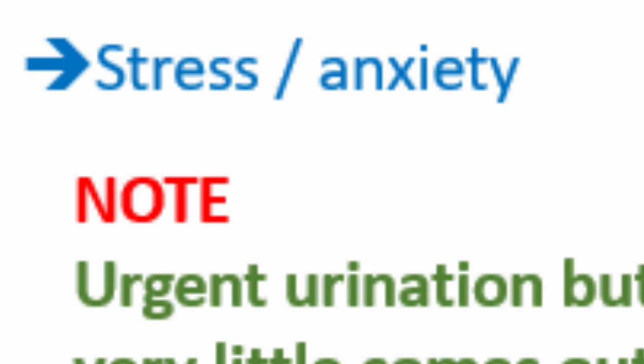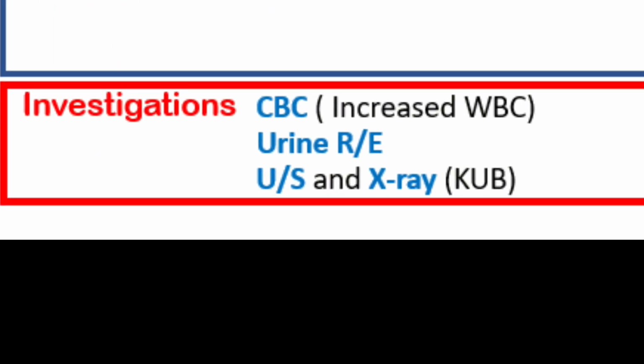After seeing all these complaints, we will go for investigations to confirm the UTI. In UTI investigations, we will advise CBC. In CBC, if there is UTI, WBCs will be increased because this is a bacterial infection. The second investigation is urine routine examination. We will see the pus cells, the number of pus cells and RBCs in the urine. For further investigations, we will advise the patient for ultrasound and X-ray. X-ray and ultrasound of kidney, urinary bladder and ureters.